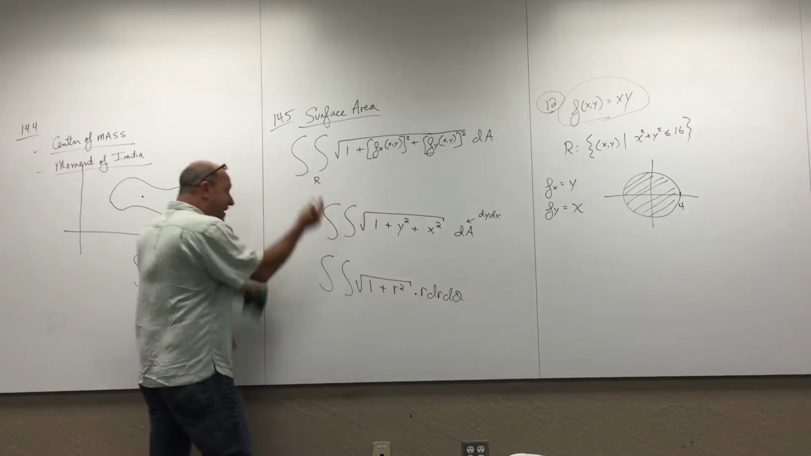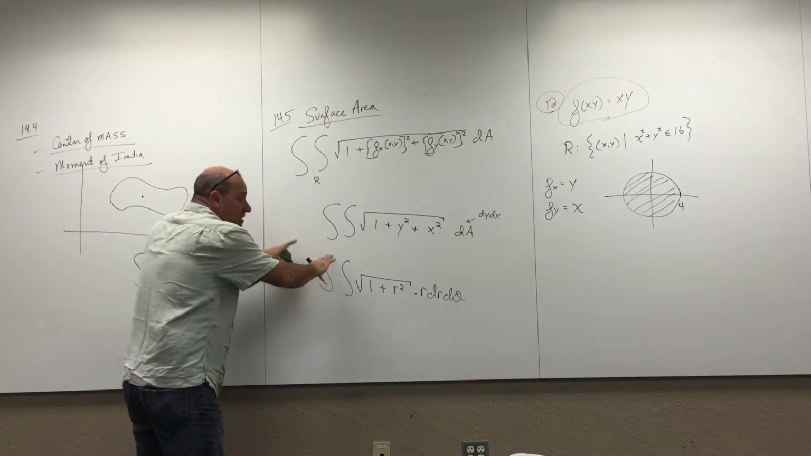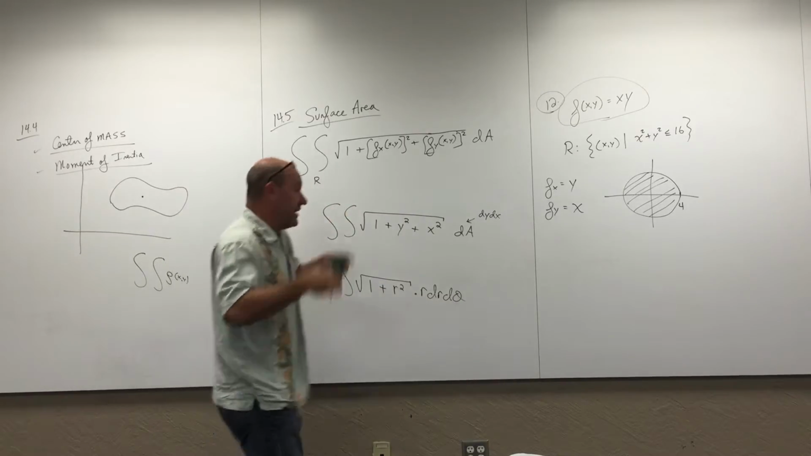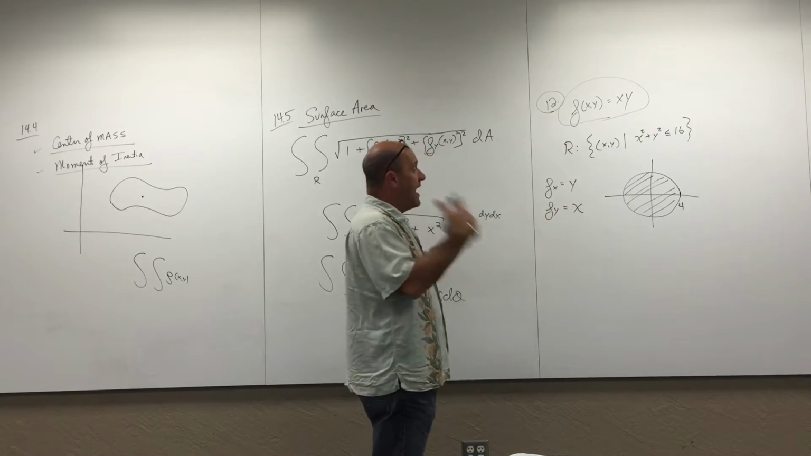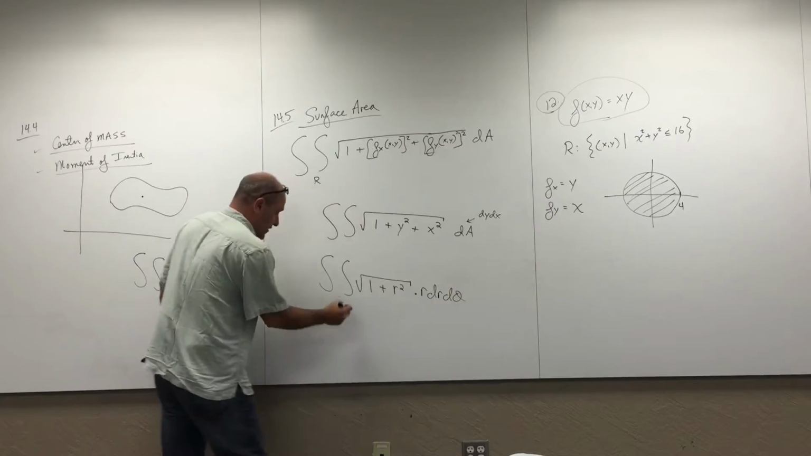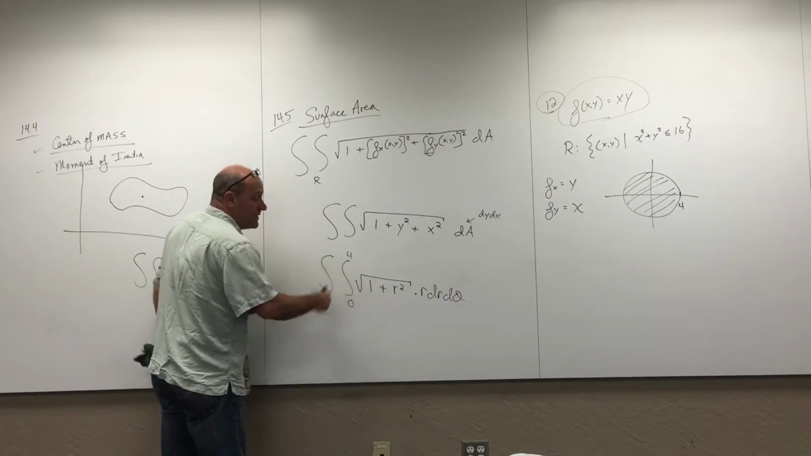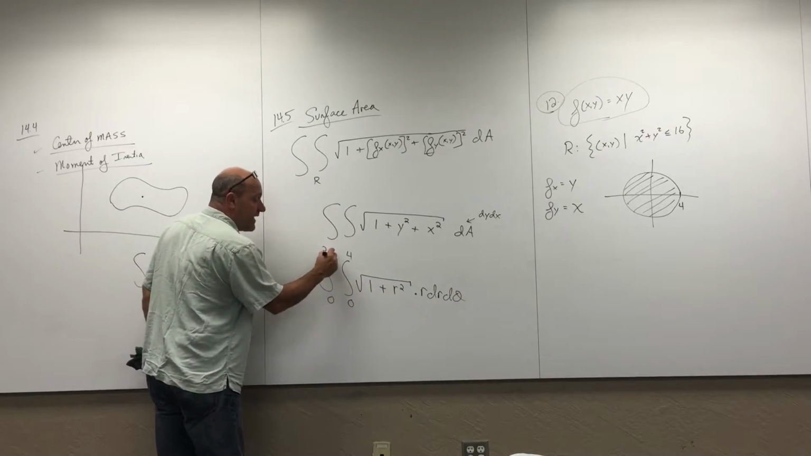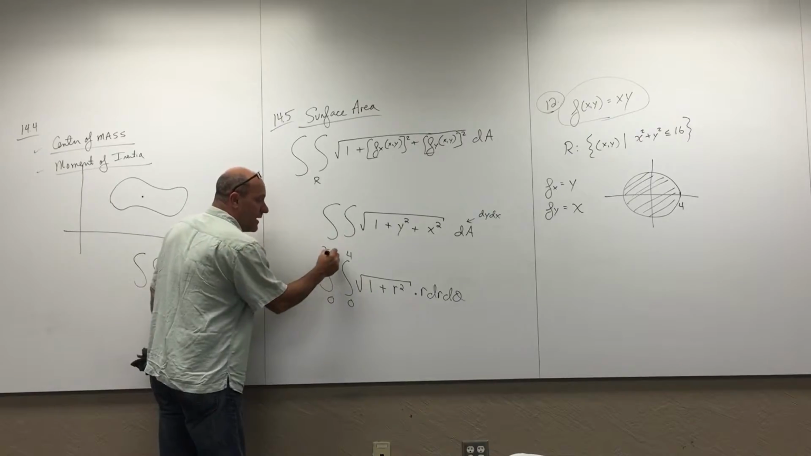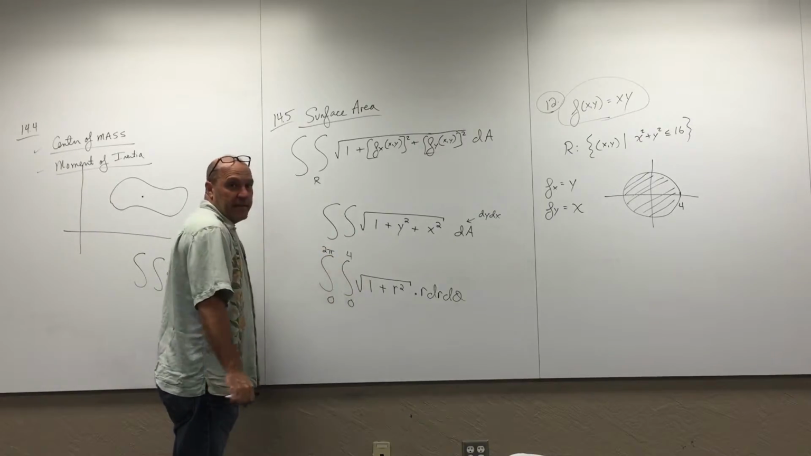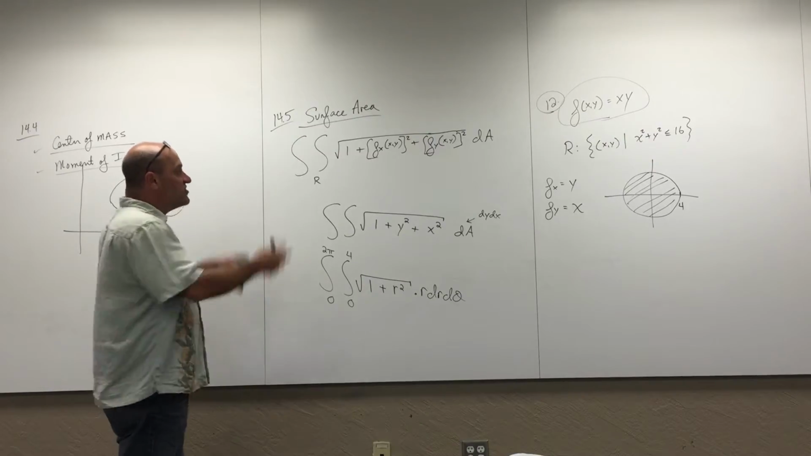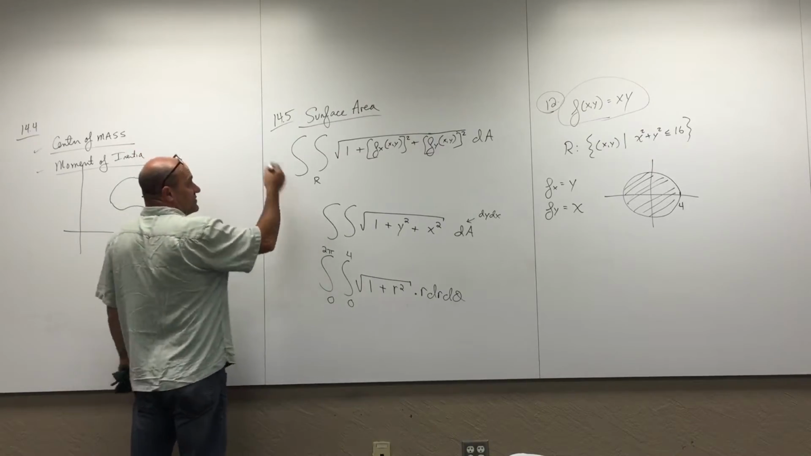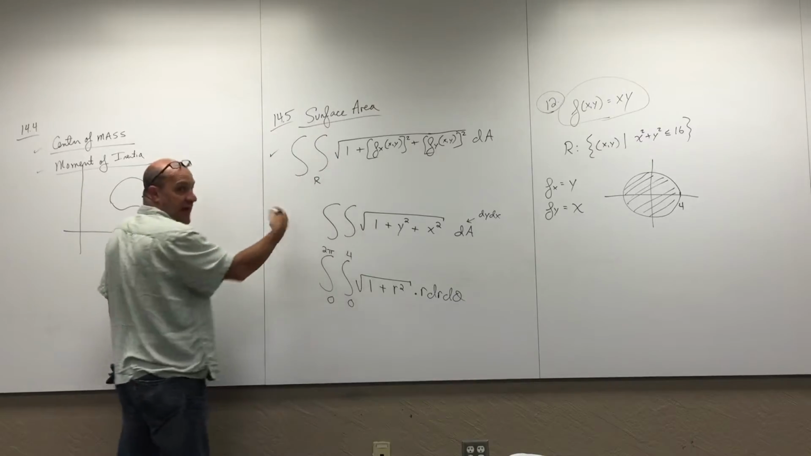And the bounds are all about the region over which I'm integrating. And I sketched a little picture of the region over which I'm integrating. 0 to 4 for r. 0 to 2 pi for theta. And this was a surface area problem. So I used this formula from 14.5 for surface area.